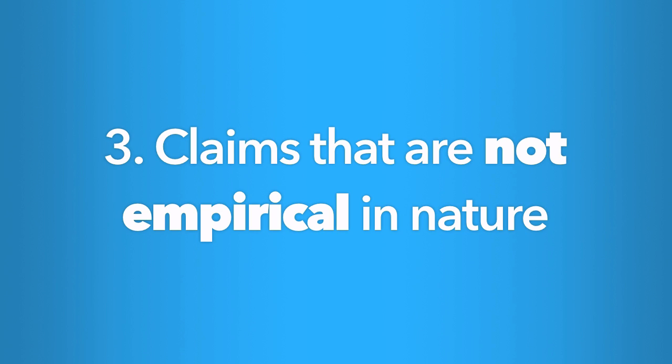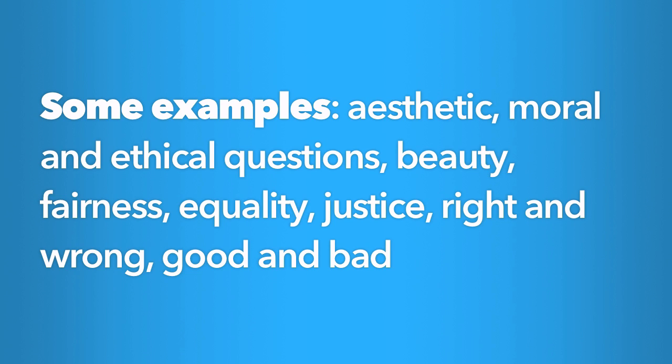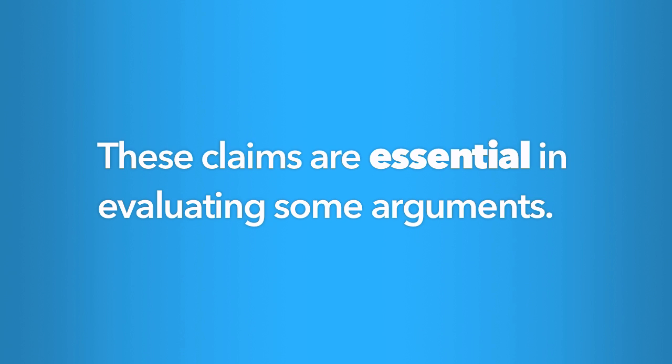Finally, a third category of claims you evaluate based on their acceptability are those that are not empirical in nature. Now, this category includes claims about aesthetic, moral, and ethical questions having to do with beauty, fairness, equality, justice, right and wrong, good and bad. These questions require premises that have nothing to do with the things you can sense. This means that they can never be proven true or false, even in theory or with the benefit of hindsight, as with predictions. Nonetheless, these claims are essential in evaluating arguments about personal, social, cultural, economic, and political problems.